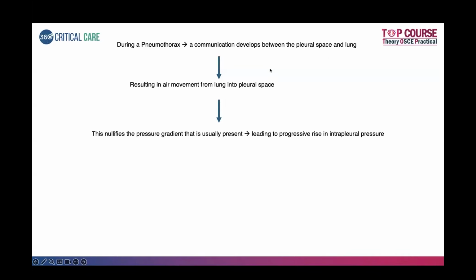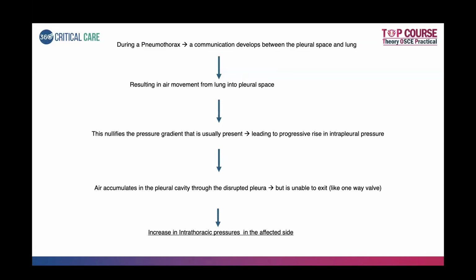During a pneumothorax, a communication develops between the pleural space and the lung. It causes air movement from the lung into the pleural space. This nullifies the pressure gradient that is usually present, leading to a progressive rise in intrapleural pressure. Air accumulates in the pleural cavity through the disrupted pleura, but is unable to exit, like a one-way valve. This leads to an increase in intrathoracic pressure in the affected site.